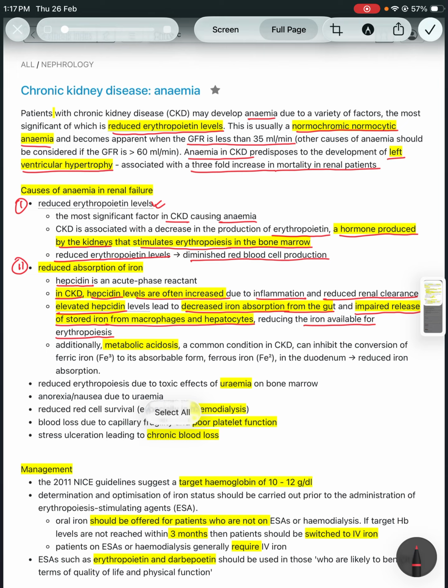Metabolic acidosis is a common condition in CKD. What does metabolic acidosis do? It can inhibit the conversion of ferric to its absorbable form, ferrous, in the duodenum. Reduced iron absorption, reduced erythropoiesis.